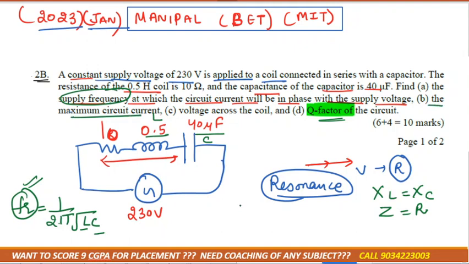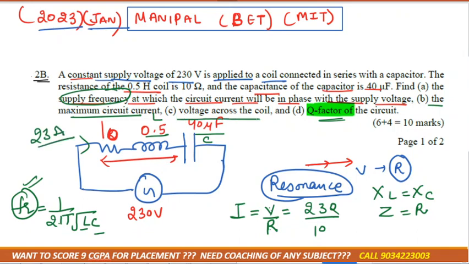Next is the maximum current. Maximum current is I is equal to V by R, because this is resonance. So instead of V by Z we will have V by R. V is 230 volt, resistance is how much? 10 ohm. We'll get current is equal to 23 ampere.